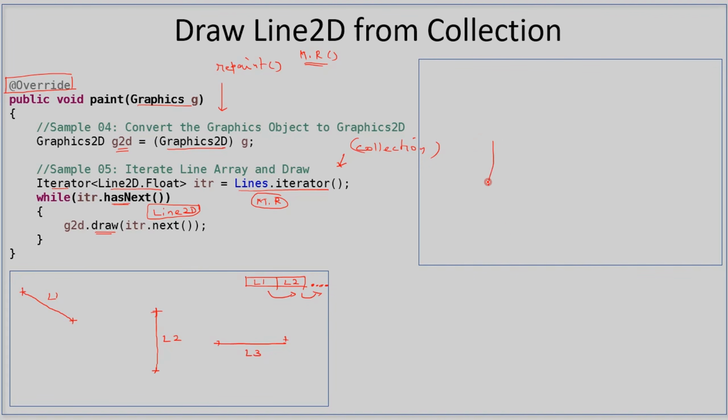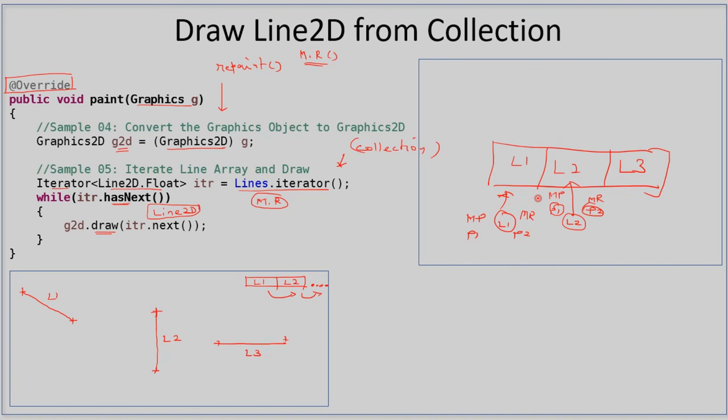So if this is our array list, and if you are seeing 3 line objects L1, L2, L3, that means each one is formed during the mouse press. P1 is formed during mouse release. P2 is formed. Line object L1 is constructed and added here. Similarly, in the next mouse press and mouse release, P1, P2 and line 2 is generated and it will get added. So likewise, we will be seeing multiple lines on our screen.